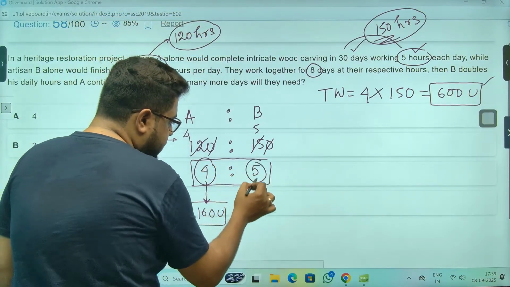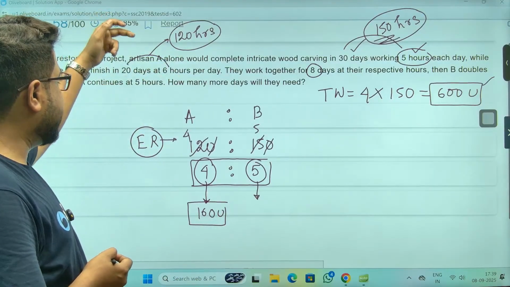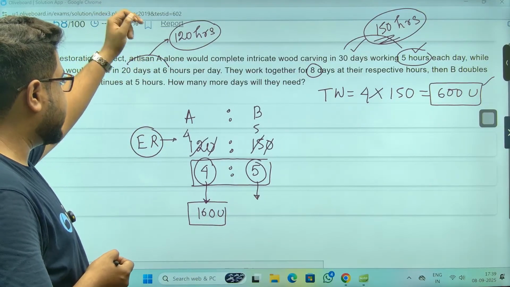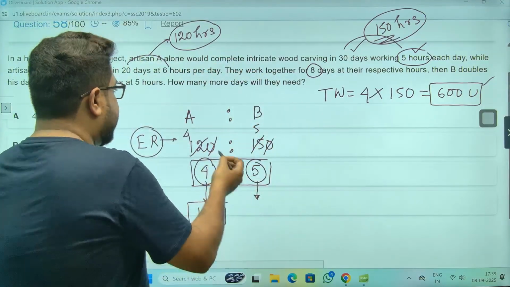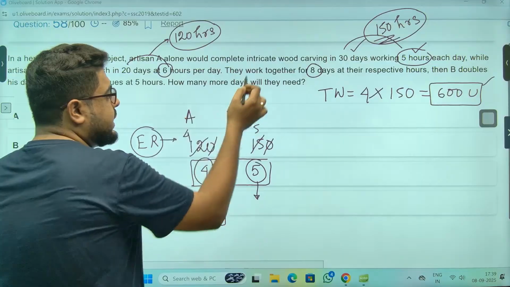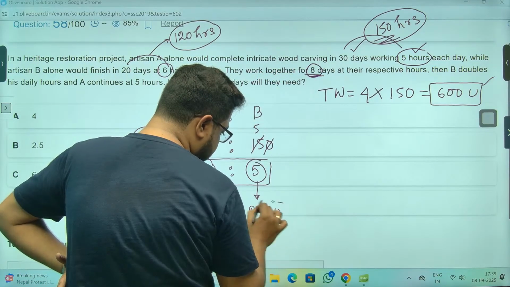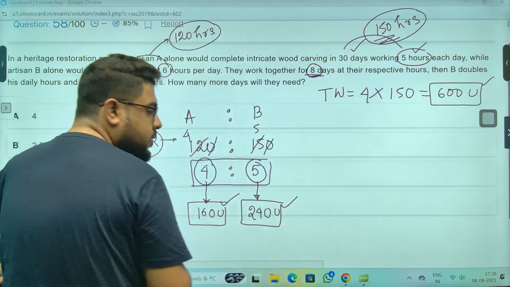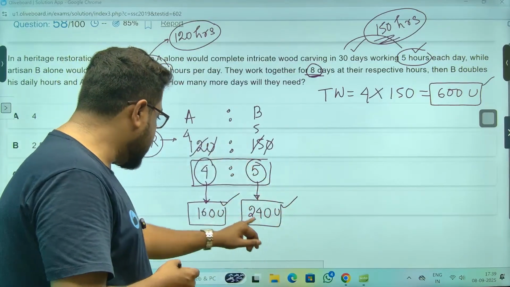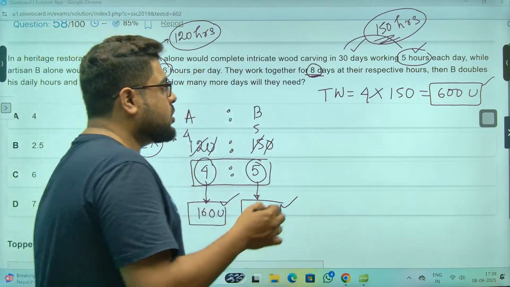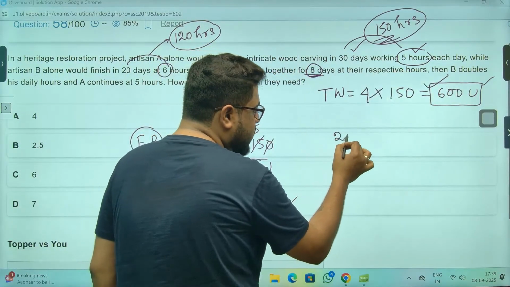Now, what about B, sir? B works 6 hours a day, and 5 units per hour. So 5, 6 are 30. 30 into 8, that is 240. 240 units have been done, sir. So this is total work done in 8 days. So total 240, 160 is 400. Out of 600, 400 units of work is done. So remaining is 200 units.